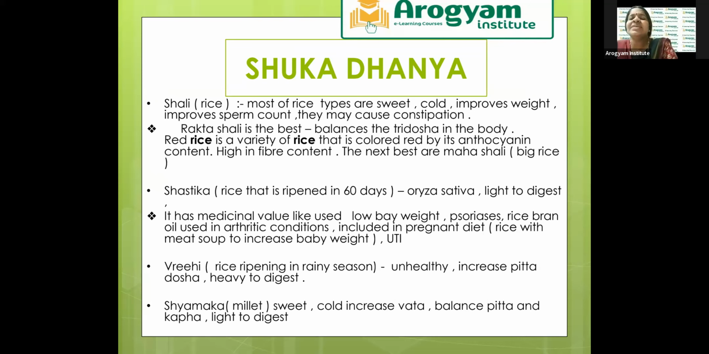So first let us take up these cereals. Group of cereals is Shukavarga, Shukadhanya. Shali means rice. Shali is a very good name for rice. Tandula, all these are Sanskrit names of rice. Chawal is Hindi, right? Annam, Anna in South India. Andam, Annam, all these. Then most of the rice types are considered sweet.